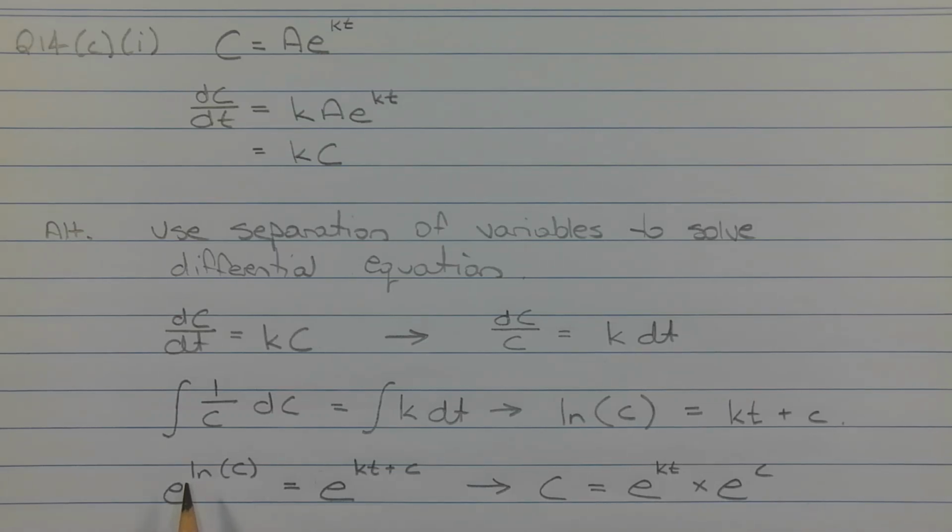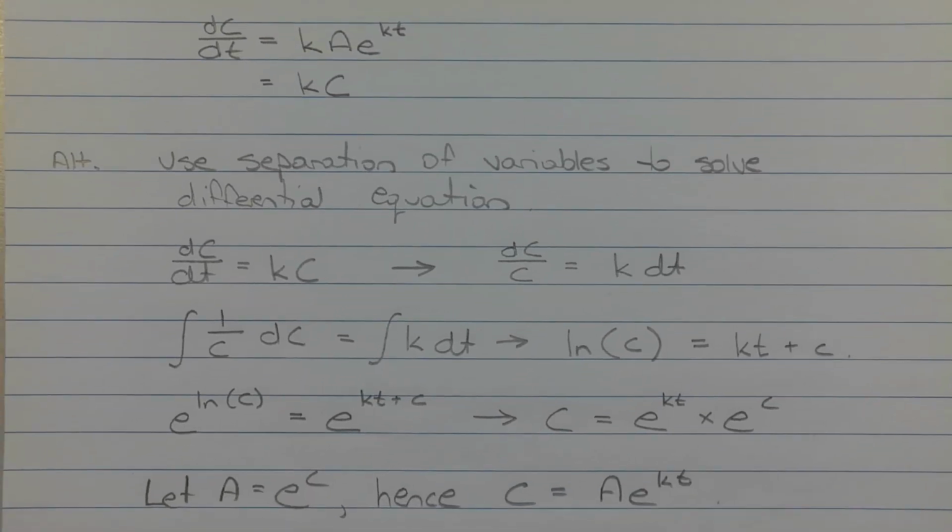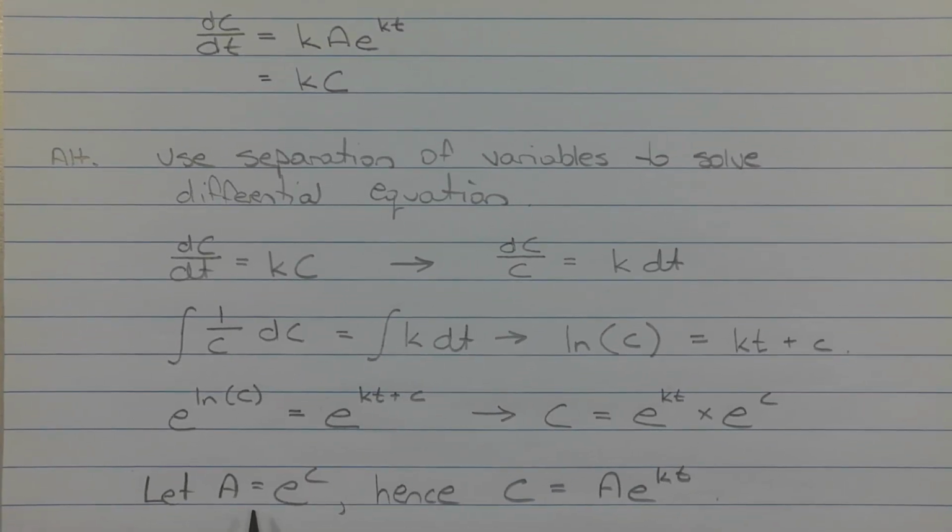And e to the power of ln C, there'll be some cancellation there, we get capital C is equal to e^(kt) times e^c. Now e^c is a constant, and we can let capital A equal e^c. Hence, capital C is equal to Ae^(kt) as required.